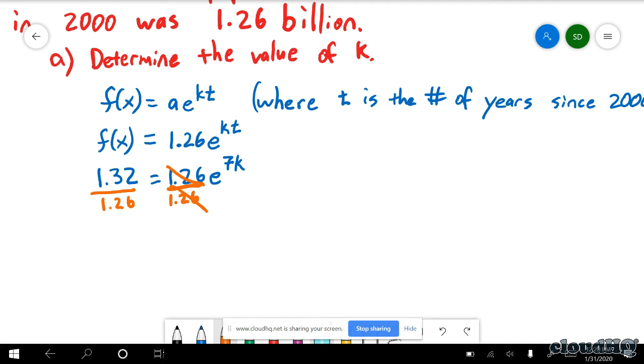Eventually, I'll pull out the calculator, but not until the very end. So I'll just leave it as 1.32 over 1.26. So we've got rid of the 1.26, now have e to the 7k. So next I would like to get rid of the e. How do we get rid of e? We're going to log it with what base? Log with the base of e, so that's ln. So I would write ln in front of each side of the equation.